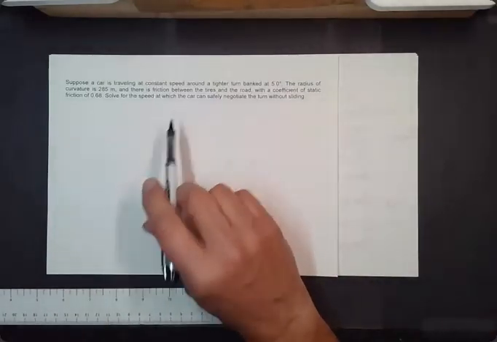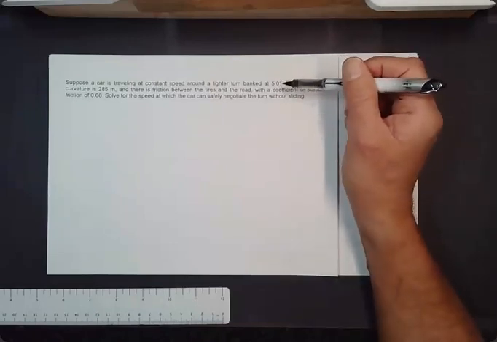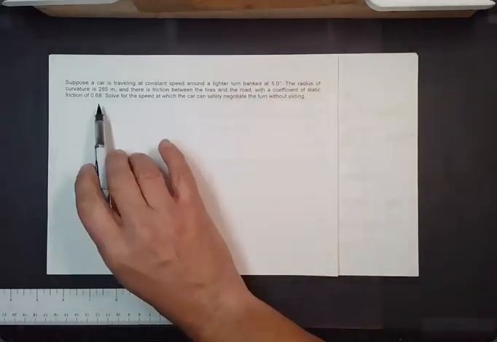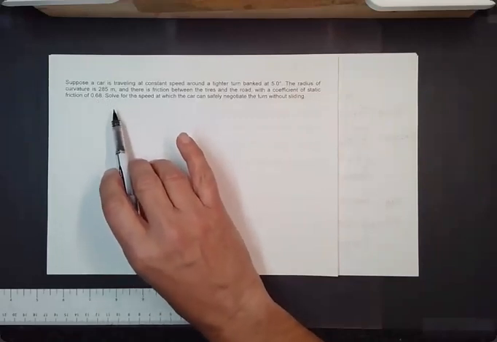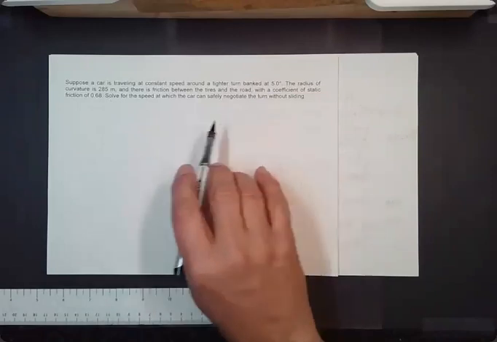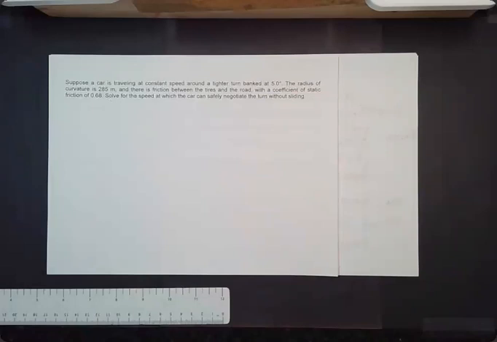Now we have a car traveling at constant speed around a tighter turn that's banked at 5 degrees. Radius of curvature is 285 meters, so the other one was 420, and we've got a coefficient of friction of 0.68. Solve for the speed at which the car can safely negotiate the turn without sliding.